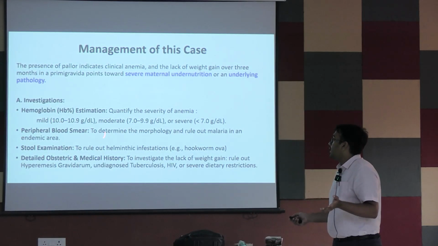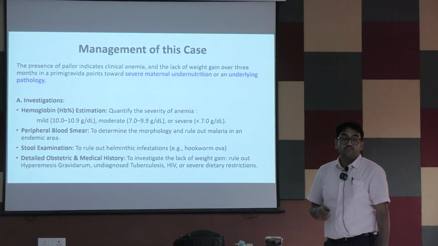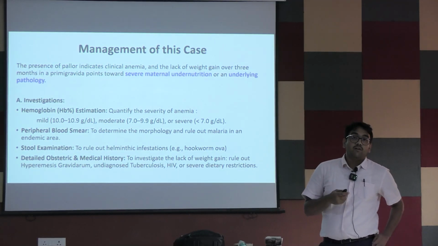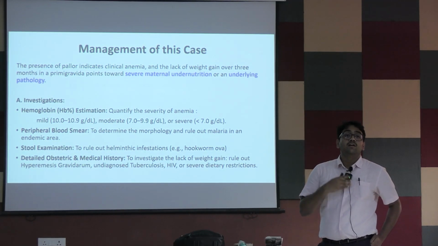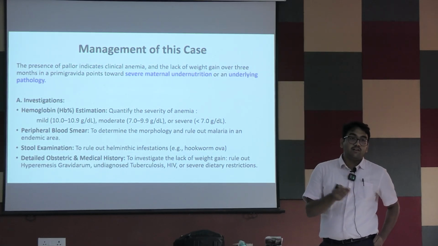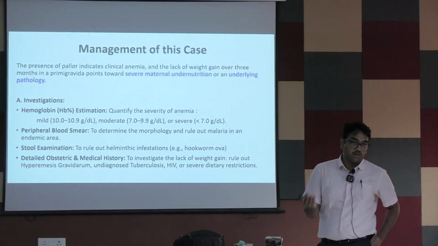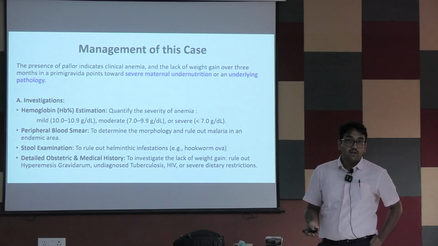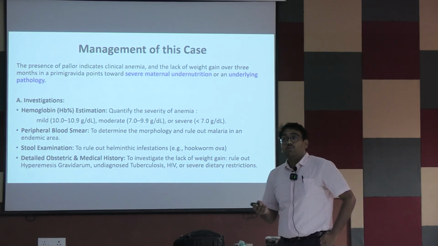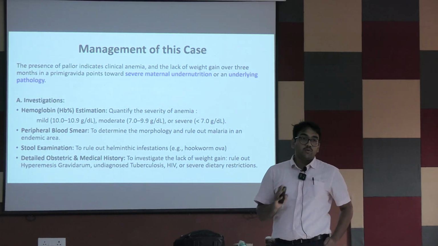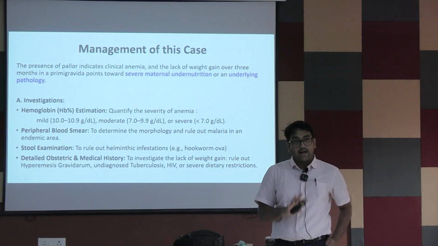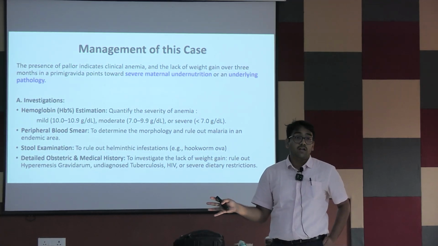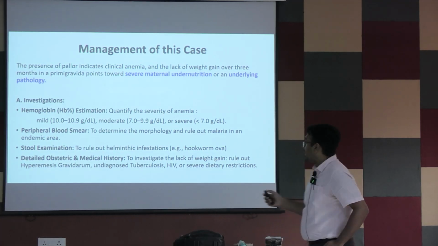Then you will go for peripheral blood smear, first of all to classify the type of anemia. If it's iron deficiency anemia, which is common, you will have microcytic hypochromic picture. But there could be other forms of anemia also, so we need to check. So peripheral blood smear for that, and also to check for malaria. Okay, we will also check for malaria.